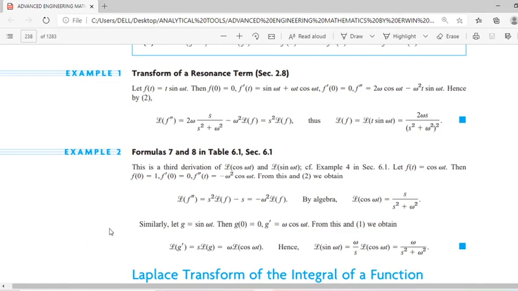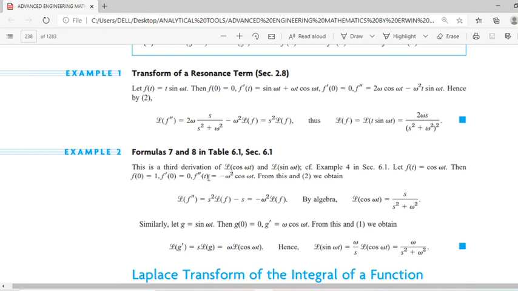So what is the formula? L of f double dash equal to s square into L of f minus s into f of 0, that is s into 1. Then minus f dash of 0, that is 0. So s square into L of f minus s. But directly we can evaluate the Laplace transform.